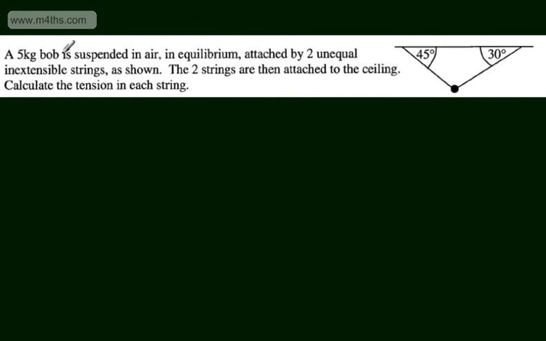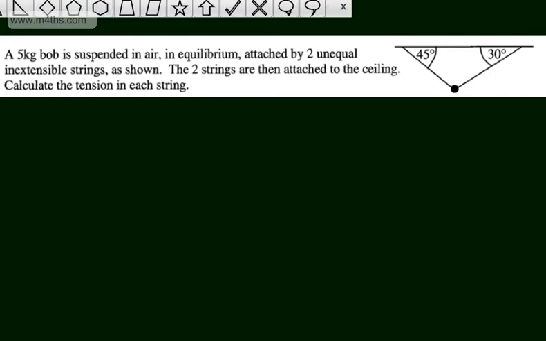So this time we've got a 5 kilogram bob suspended in air in equilibrium, attached by 2 unequal inextensible strings as shown. The 2 strings are then attached to the ceiling. We need to calculate the tension in each string. What I like to do here is draw a quick sketch.